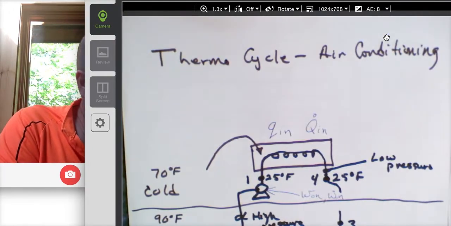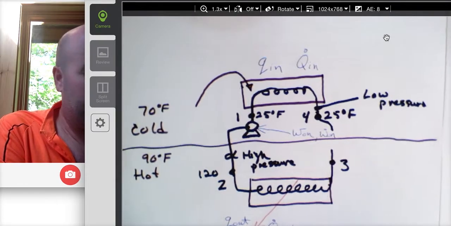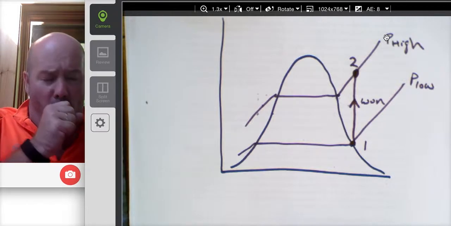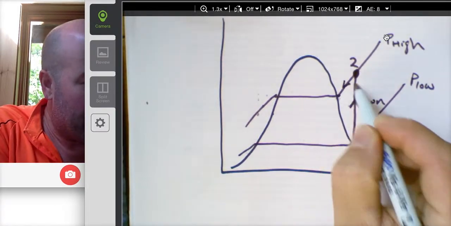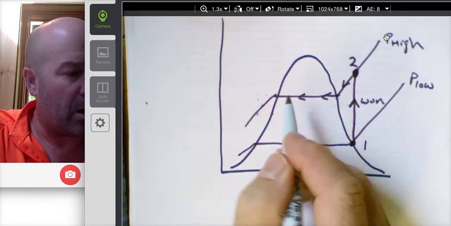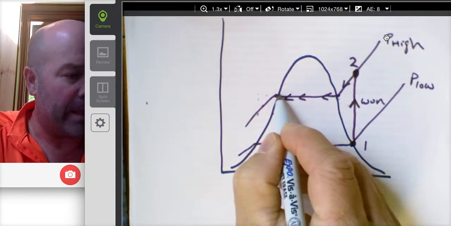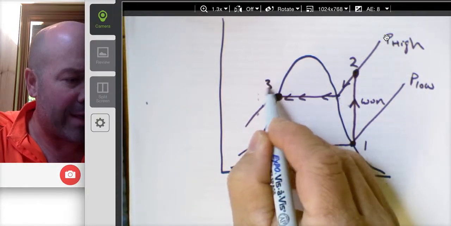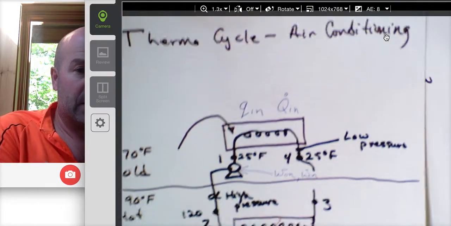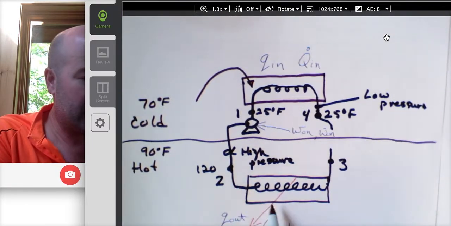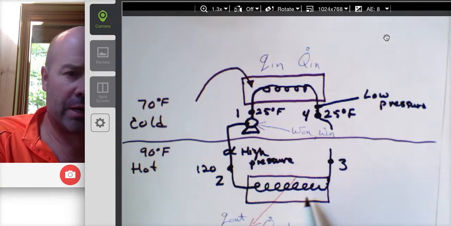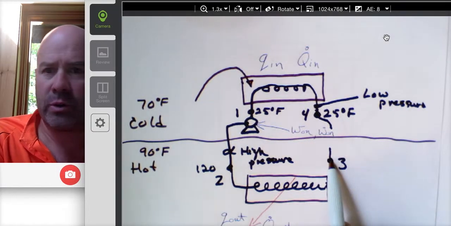From point 2 to point 3, we're taking heat out. Well, we know if you take heat out, you move backwards. You move from right to left on the temperature entropy diagram, and we usually end up right there for point 3. How convenient is that, we go into this heat exchanger at a high pressure, high temperature, and we come out right at saturated liquid.